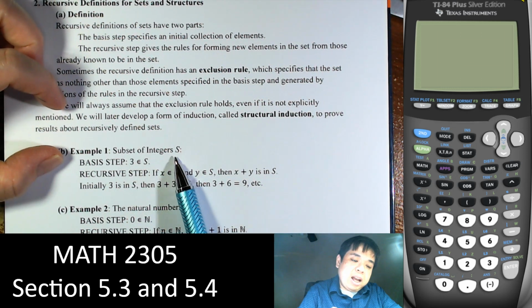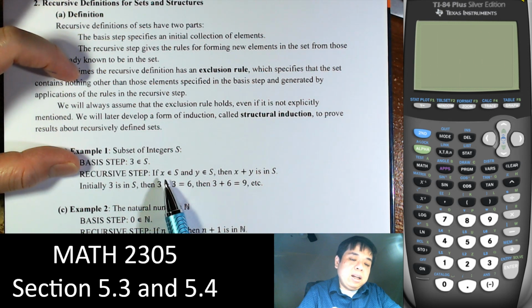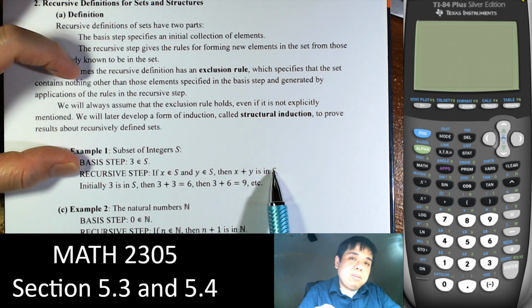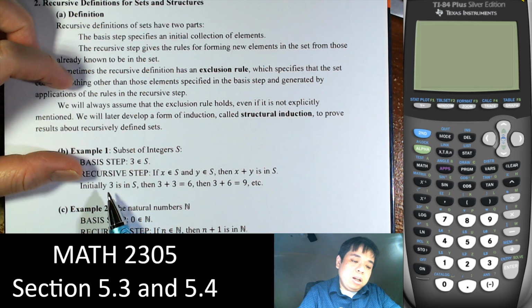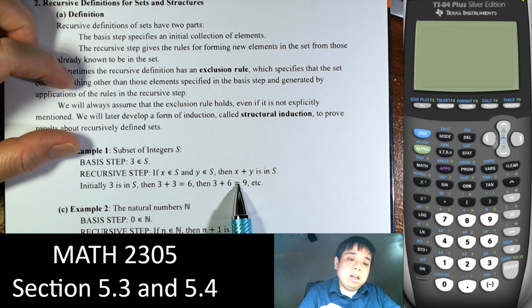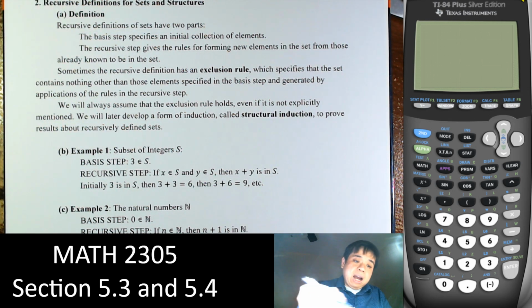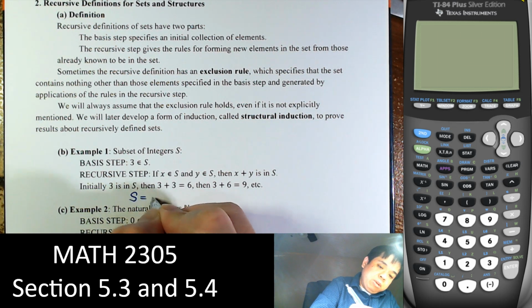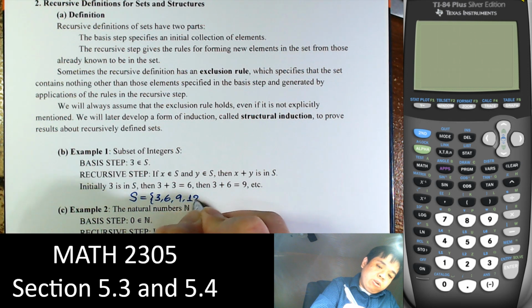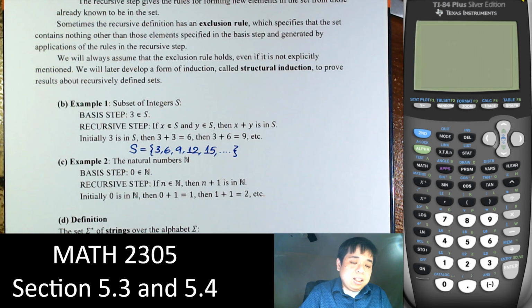The subset of the integers S. Let's say we have the set, we start from 3, and then from there, if there are 2 elements in S, the sum is also in S. So we can start with 3, and then we have 3 plus 3 is 6, 3 plus 6 is 9, 6 plus 6 is 12, or 3 plus 9 is 12, either way. So after all is done, S will be the set of 3, 6, 9, 12, 15, pretty much everything that is divisible by 3. Right. So that is the subset of the integers S.